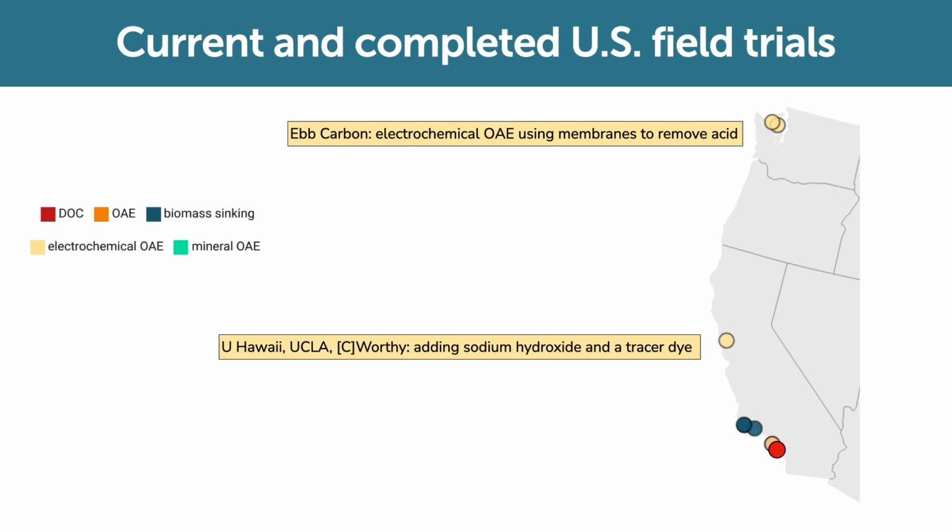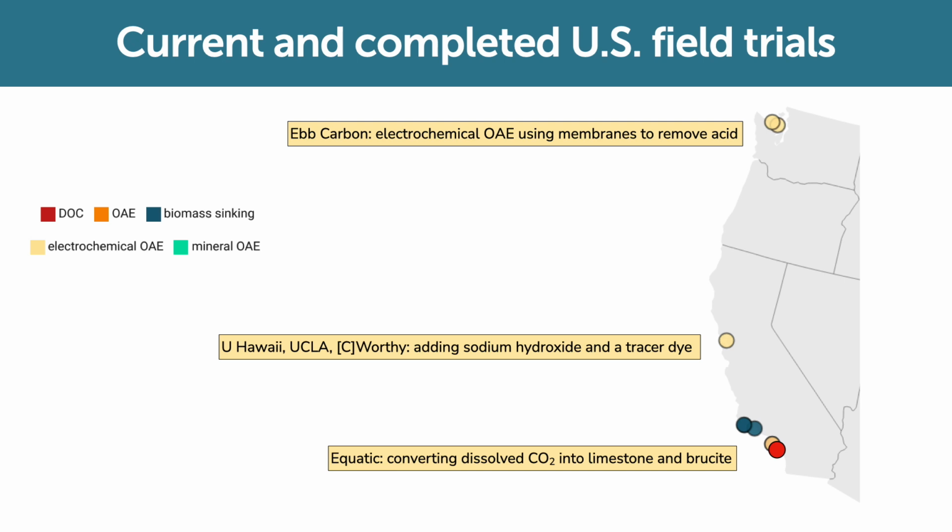In partnership with a local wastewater treatment plant in San Francisco Bay, researchers from the University of Hawaii, UCLA, and the nonprofit Seaworthy are conducting an experiment that adds alkalinity to ocean water using sodium hydroxide and a tracer dye to test its effects on removing carbon dioxide from the atmosphere.